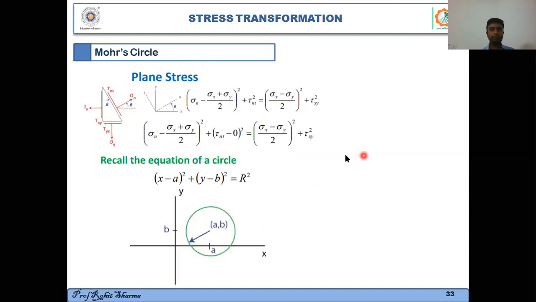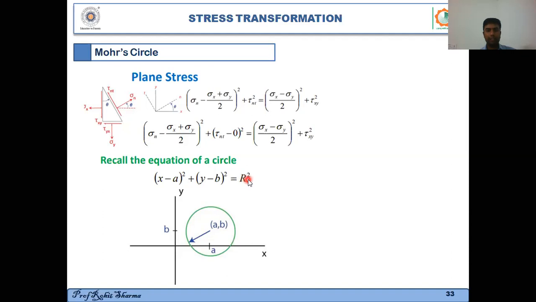Okay. Now, if you remember the equation of a circle, it is given by (x minus a) whole squared plus (y minus b) whole squared is equal to r squared, where a and b represent the center of the circle. So if this is a circle, you have a and b, and they represent the center of the circle. r is the radius of the circle, and x and y are the x coordinate and y coordinate. So this equation represents the equation of a circle.